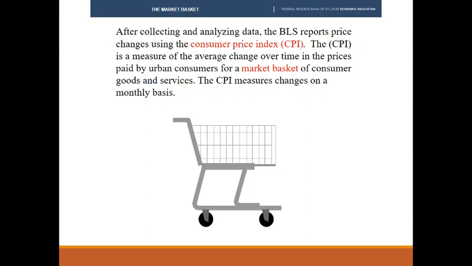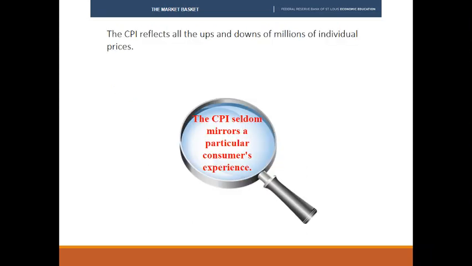The Consumer Price Index is deliberately a basket of lots of different things. And there's several different categories that fit within the CPI umbrella. But this is important, right, that the CPI will reflect the up and down of millions of individual prices, but it's meant to be a representative sample of what a consumer might buy. But this, of course, will not reflect exactly individual customers' experience.